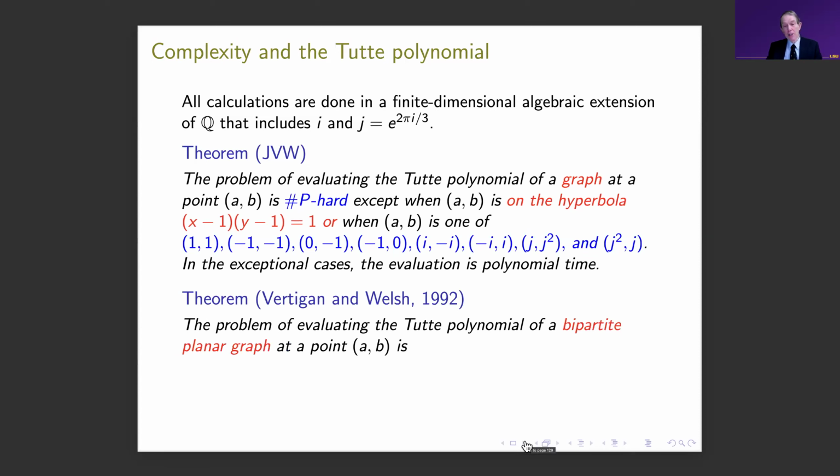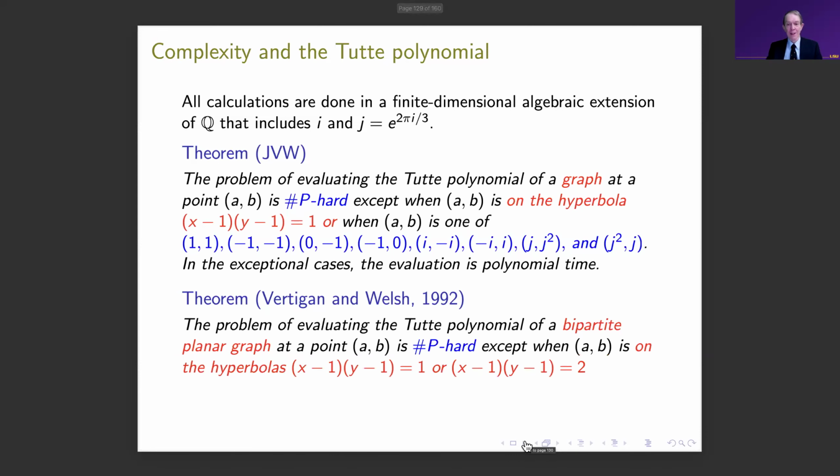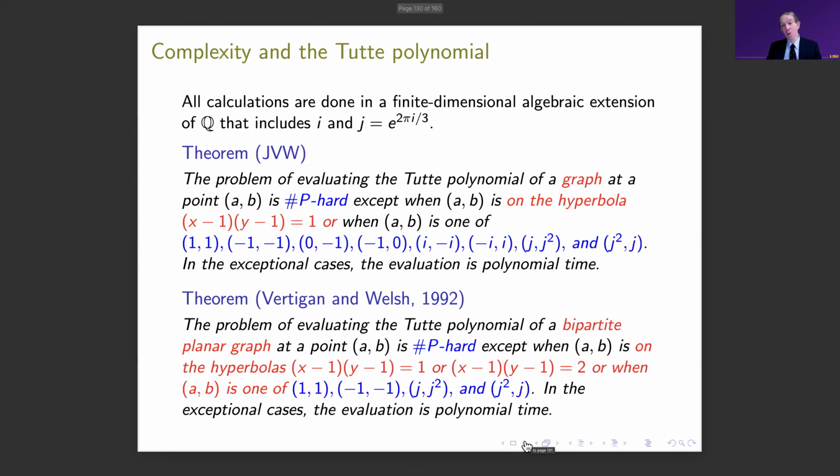Dirk and Dominic looked at this problem of working out the Tutte polynomial when you take a bipartite planar graph. Surely it's not going to be hard in those cases. Well, the answer is yes, it is. It's #P-hard except when (a,b) is on, now this time you get two hyperbolas, (x-1)(y-1)=1 and (x-1)(y-1)=2. And you get only 4 points. Why are there only 4 points? Because 4 of these ones up here turn out to be on the hyperbola (x-1)(y-1)=2. So even for bipartite planar graphs, working out the Tutte polynomial at a specific point is generally hard.